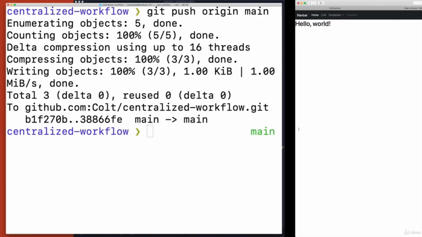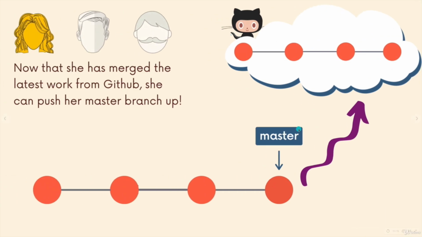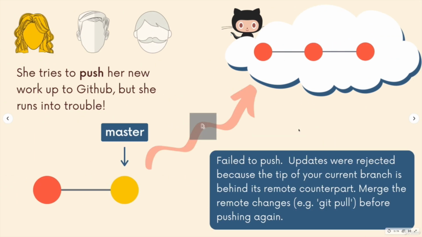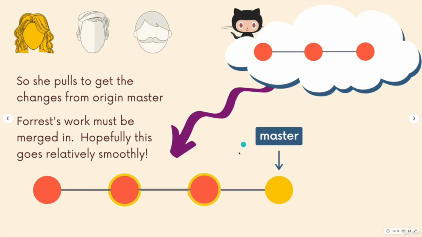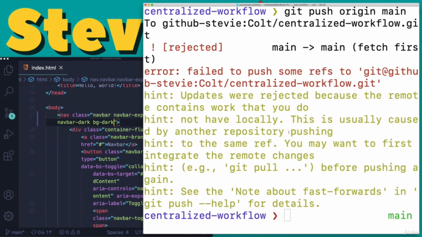So basically, we ran into this problem, where if we try and push something up and we don't have all the new work from GitHub, Git won't let us do that. So we first have to pull those new commits down. Basically, Stevie has to get the work that Colt pushed up to GitHub.